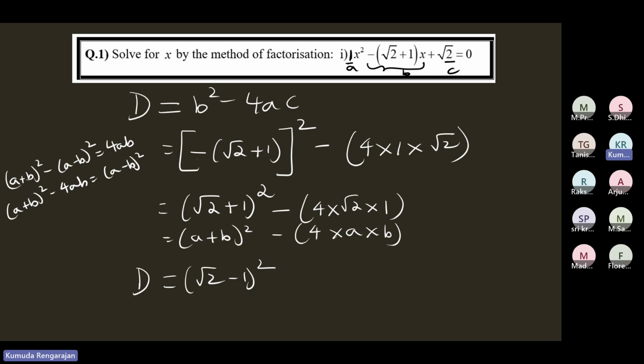If the question is to find the discriminant, only the discriminant, then this is what you'll have to do. D is equal to b square minus 4ac. Substitute the values. Here it looks like (a plus b) the whole square minus 4ab, which is nothing but (a minus b) the whole square. So (root 2 minus 1) the whole square.